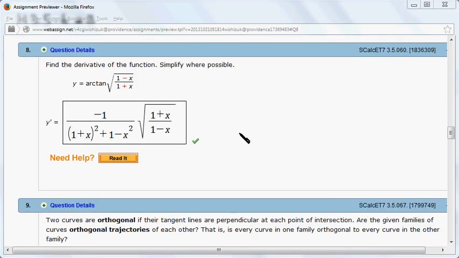All right, it came back and looks like we got this one correctly. All right, that's it. I hope that this was clear.